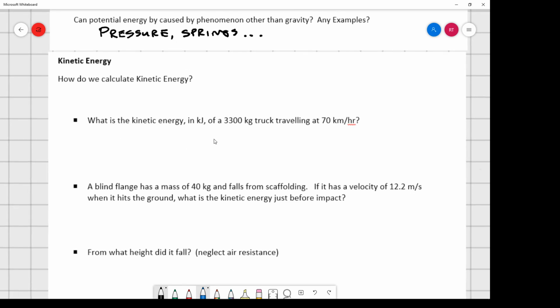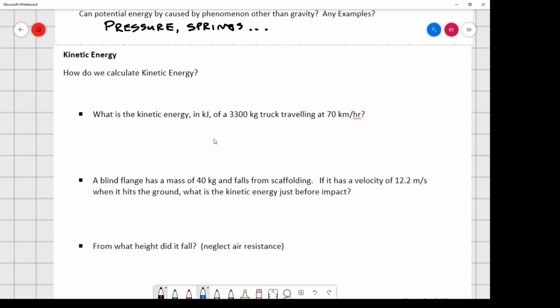Okay, so our other kind of energy is kinetic energy, and kinetic energy, I'm going to give you the equation, which is 1/2 times mass times velocity squared. Only the velocity is squared, it's not everything that's squared. So 1/2 times mass times squared velocity. So let's look at a problem here. What is the kinetic energy in kilojoules of a 3,300 kilogram truck traveling at 70 kilometers per hour?